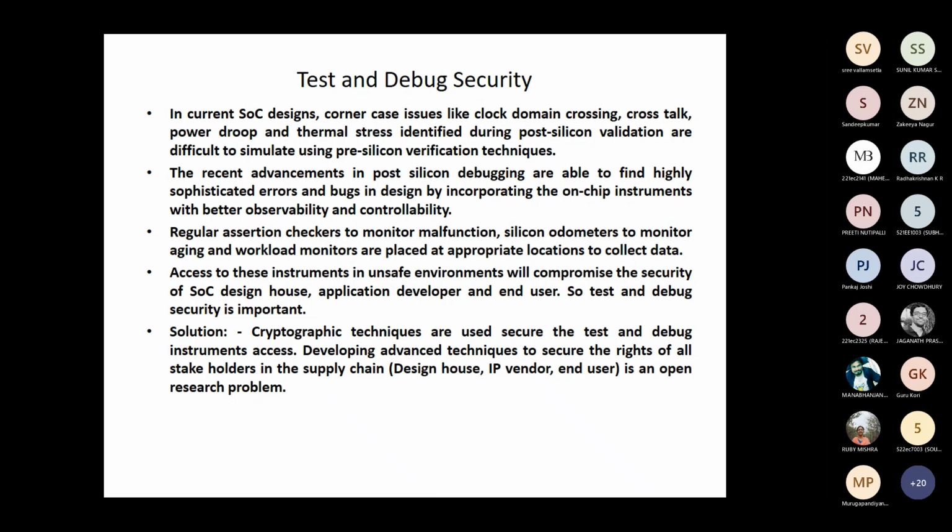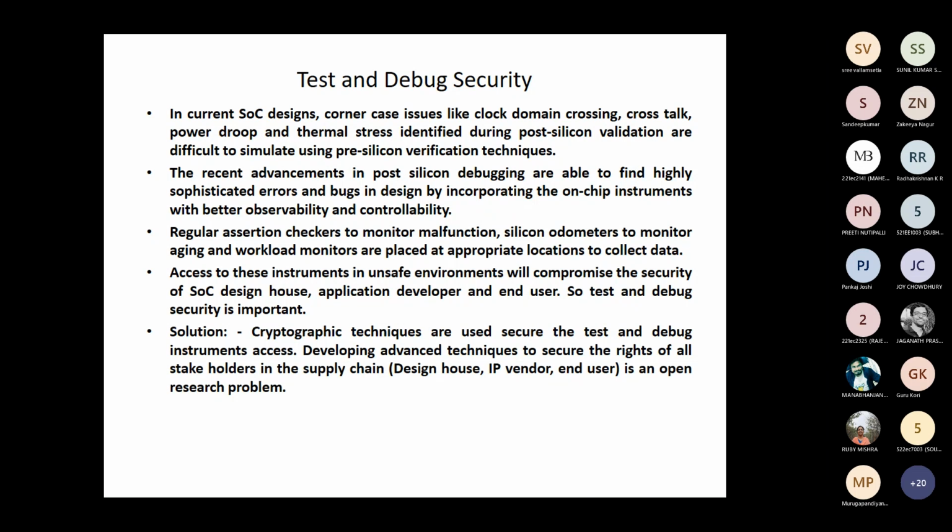So in the current SoC design, corner cases like clock domain crossing and crosstalk are there, and all these corner issues have to be identified during post-silicon validation. And again, in the post-silicon debugging, that also you have to check. And the regular assertion checkers have to be done through the additional testing facilities that you put in. And silicon odometers, like the standard odometers, we are more familiar with in our vehicles, but silicon odometers are also there, particularly to look at the aging aspects, how aged it is. So this also we have to take care of during test and debug.